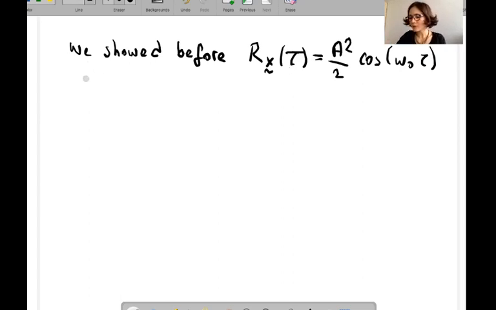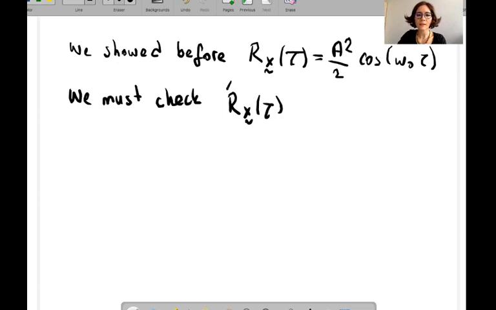Now what we should do is check ergodicity. We must check whether the time average estimate of the ACF is actually equal to this true ACF. So we just have to do the calculation. Let's go. Let's find out what the time average estimate is.